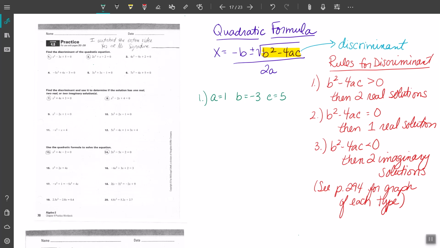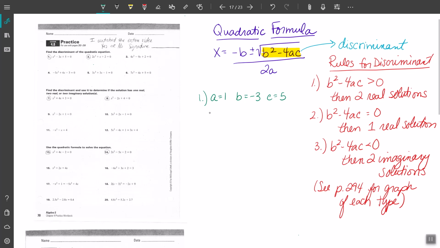But we can use what's called the discriminant, which I've written over here in blue, which is just b squared minus 4ac. It's just the part under the radical. And we can use that to at least figure out how many solutions there will be and whether they're real or imaginary. Okay, so we're going to practice with that a little bit. It's not going to give us the exact solutions, but it'll give us some information.